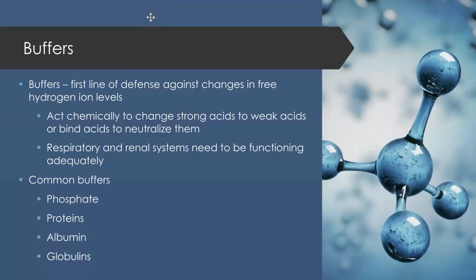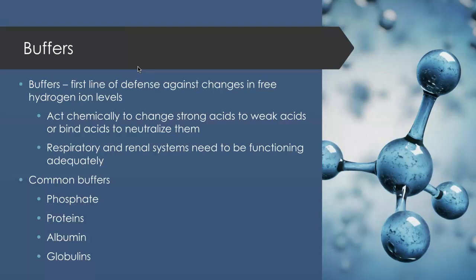The body has several ways that it works to keep acid-base balance, and buffers are the first line of defense against changes in free hydrogen ion levels. All body fluids contain buffers, and the major buffer in the ECF is the carbonic acid-bicarbonate system. It acts chemically to change strong acids to weak acids or bind acids to neutralize them. The respiratory and renal systems have to be functioning properly in order for the buffers to work.